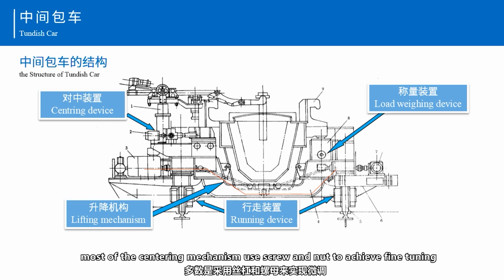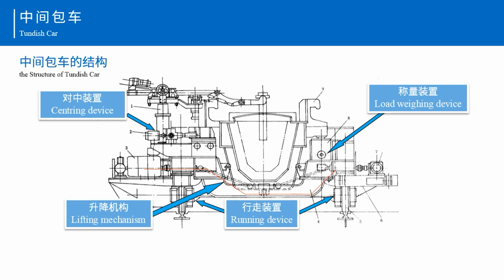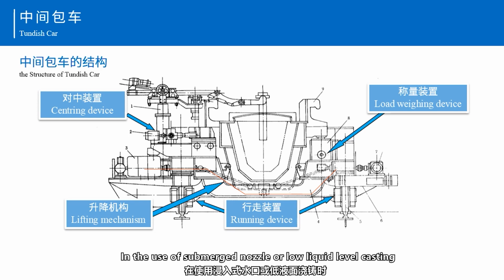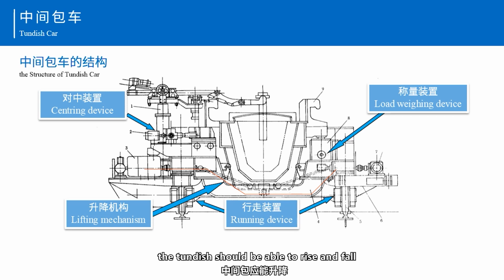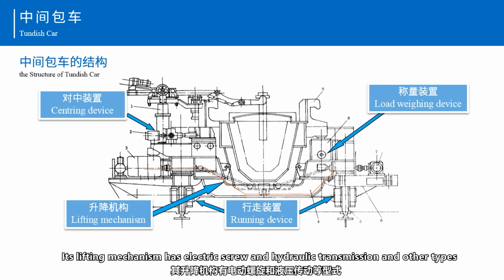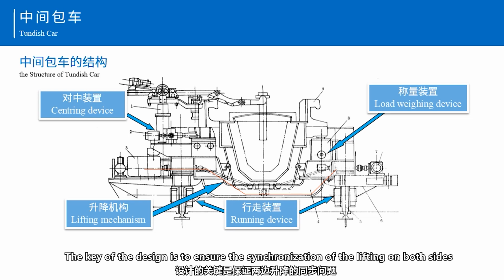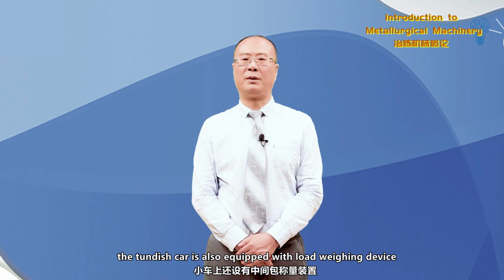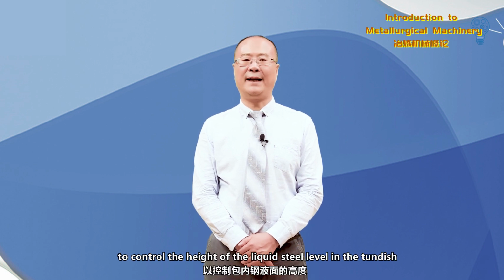At present, most of the centering mechanisms use screw and nut to achieve fine-tuning. In the direction of the height, the position of the nozzle is adjusted by the lifting mechanism. In the use of submerged nozzle or low liquid level casting, the tundish should be able to rise and fall. Its lifting mechanism has electric screw and hydraulic transmission and other types. The key of the design is to ensure the synchronization of the lifting on both sides. In addition, the tundish car is also equipped with lower weighing device to control the height of the liquid steel level in the tundish.